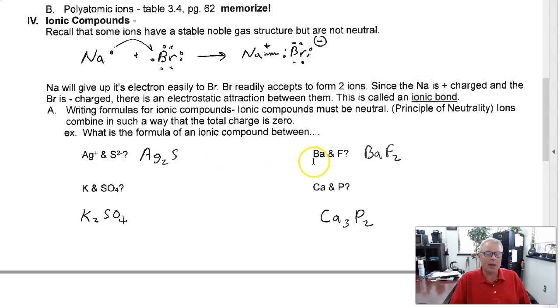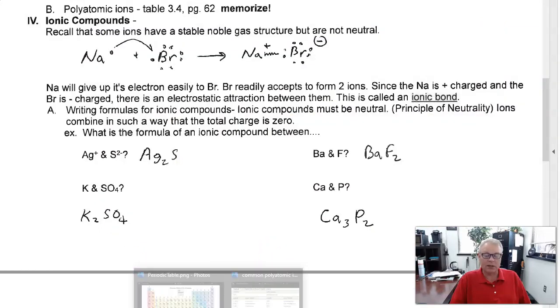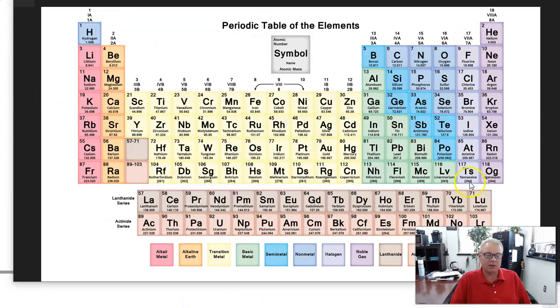Okay? What about barium and fluorine? Well, I know that barium is in group 2 of the periodic table, and I know those form what type of ions? +2. All the elements in group 2 form +2. All right? I've got fluorine. Fluorine's over here in group 17. What type of ion do those form? Those elements form -1 ions. See, they can pick up 1 electron and have 10, 18, 36, 54, 86, just like your noble gases.